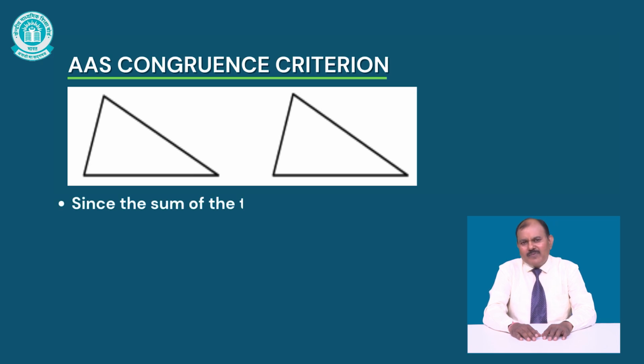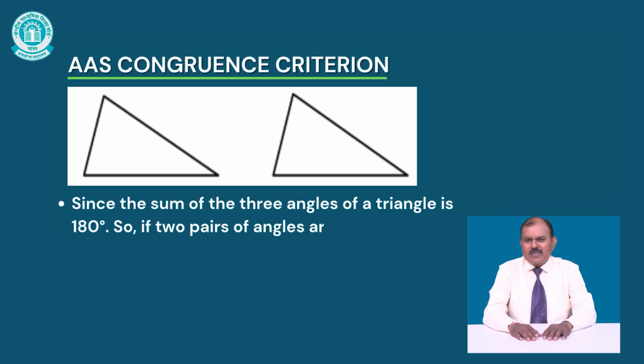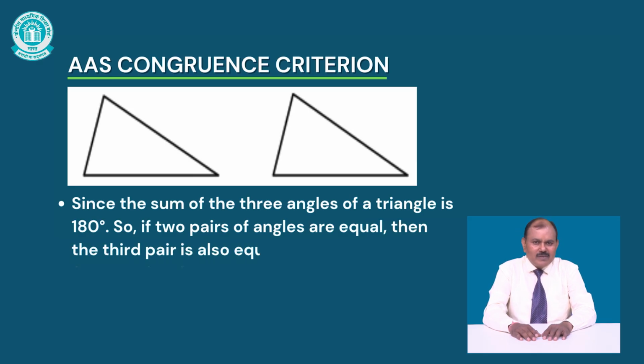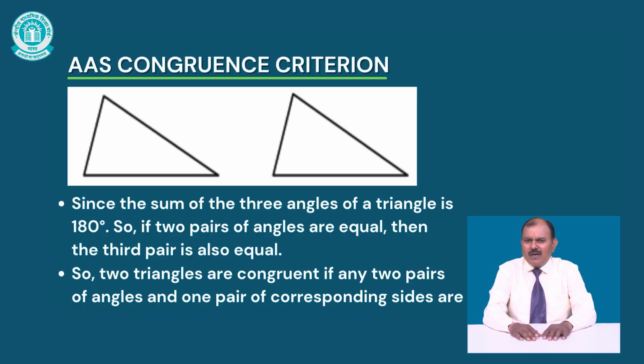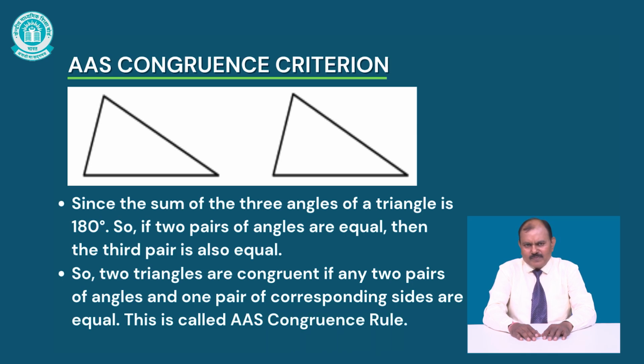Since the sum of the three angles of a triangle is 180 degrees, if two pairs of angles are equal, then the third pair is also equal. So, two triangles are congruent if any two pairs of angles and one pair of corresponding sides are equal. This is called AAS congruence rule.